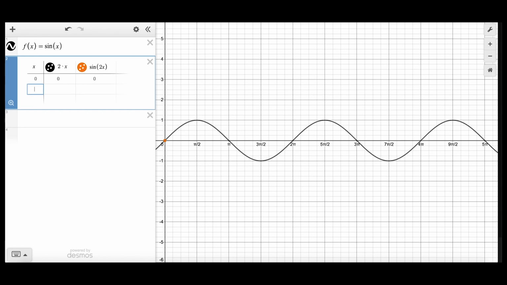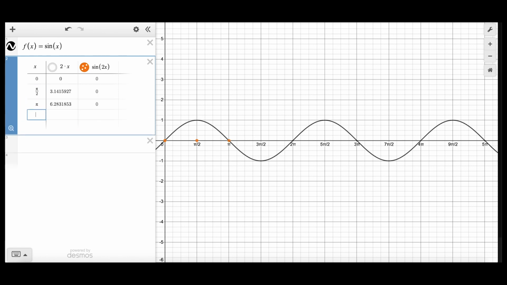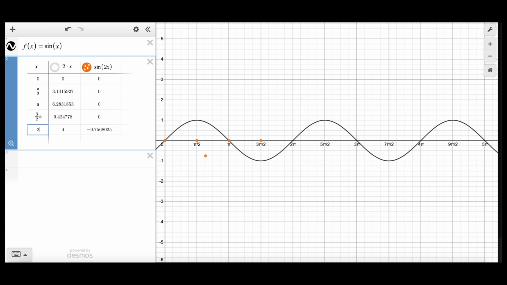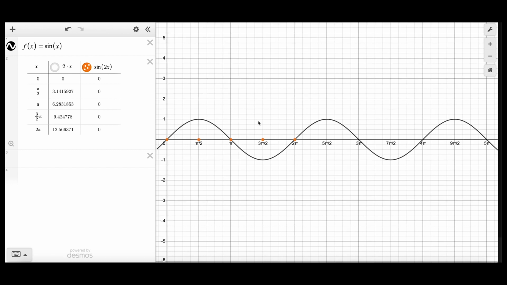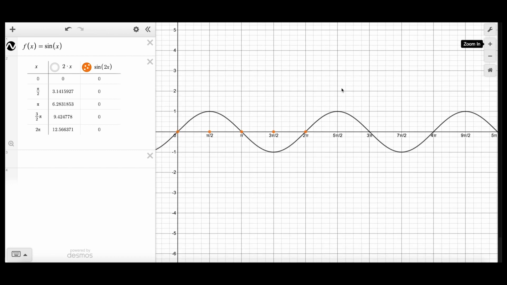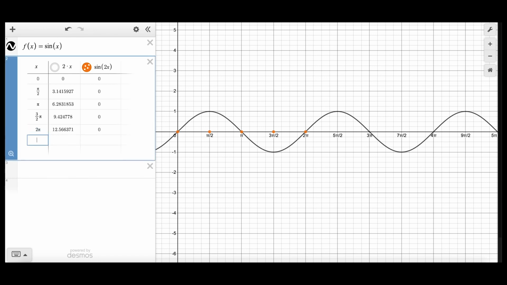So let's just put in the numbers that we did previously just to confirm. We had pi over 2, we had pi, 3 halves of pi, and then we had 2 pi. Okay, and this is what we saw here. We saw zeros, and that's kind of odd, right? I don't think we're getting the full picture here. Let's plug in a different value of pi.